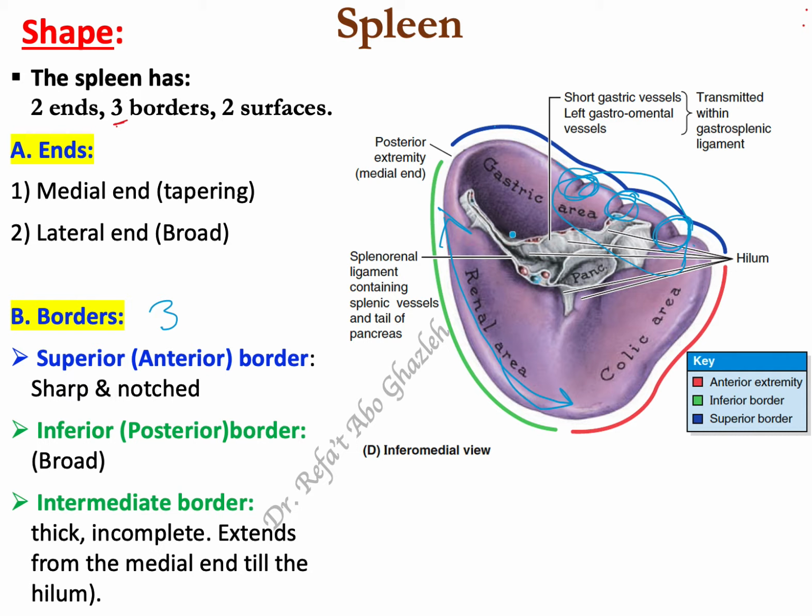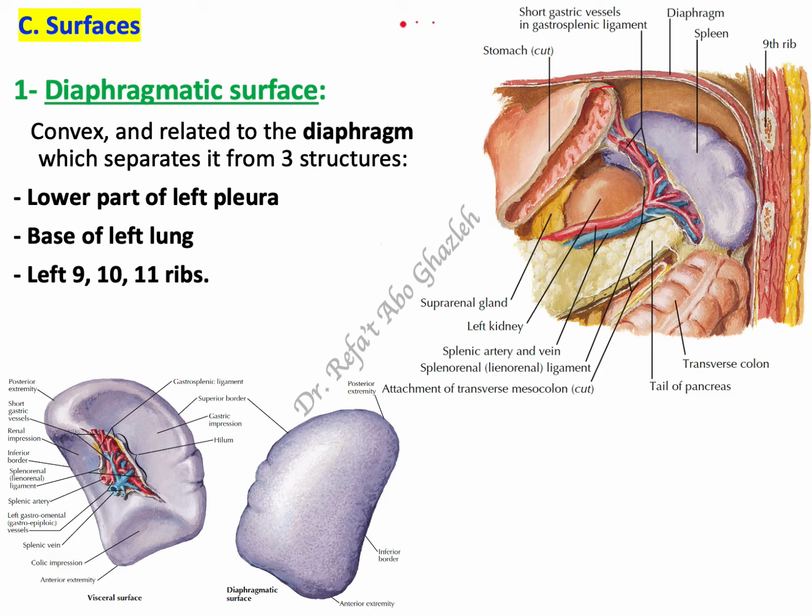And the last one, as we said, is the intermediate border, that's located between both of them, extending again from the medial end to the hilum. What about the surfaces of the spleen? The spleen has two surfaces, as you see here. This is the smooth diaphragmatic surface, and this is the irregular concave visceral surface.